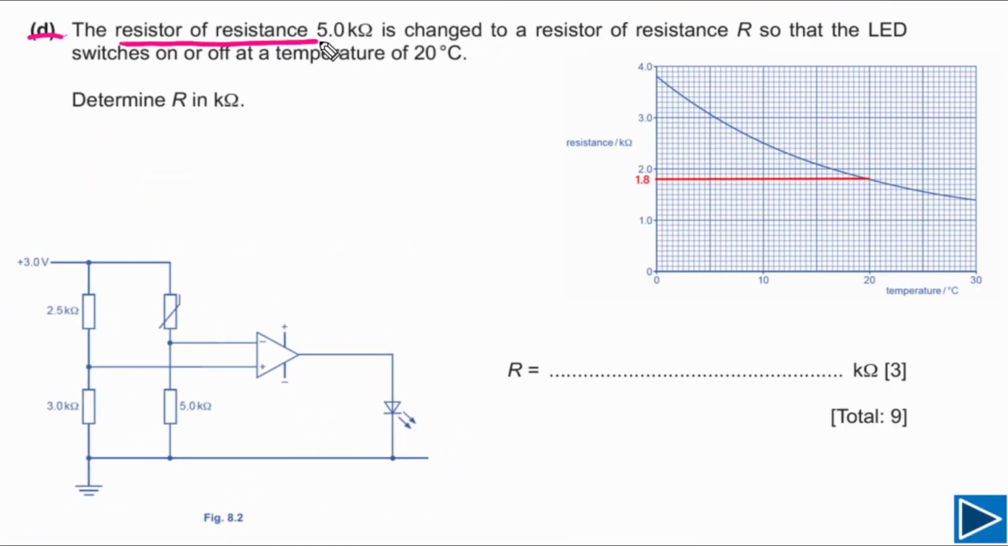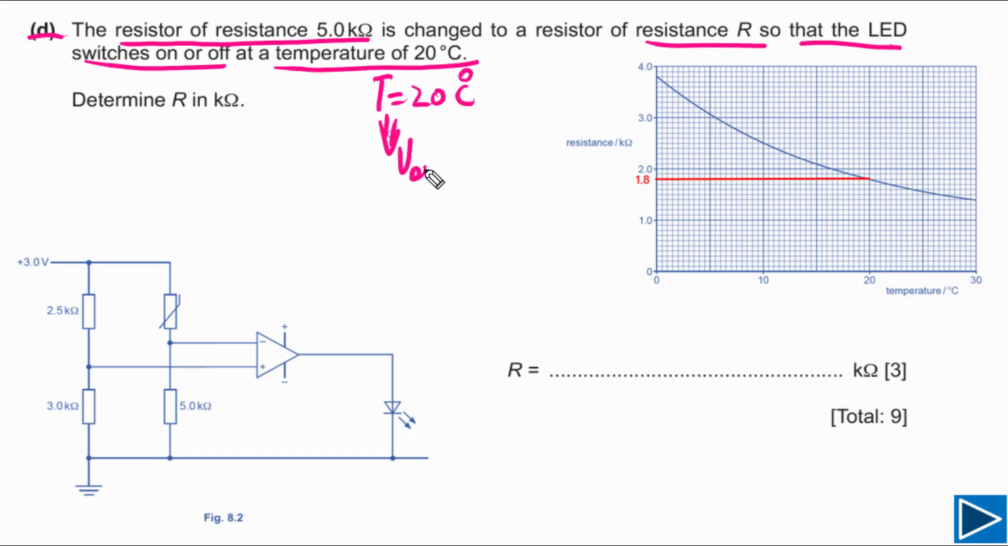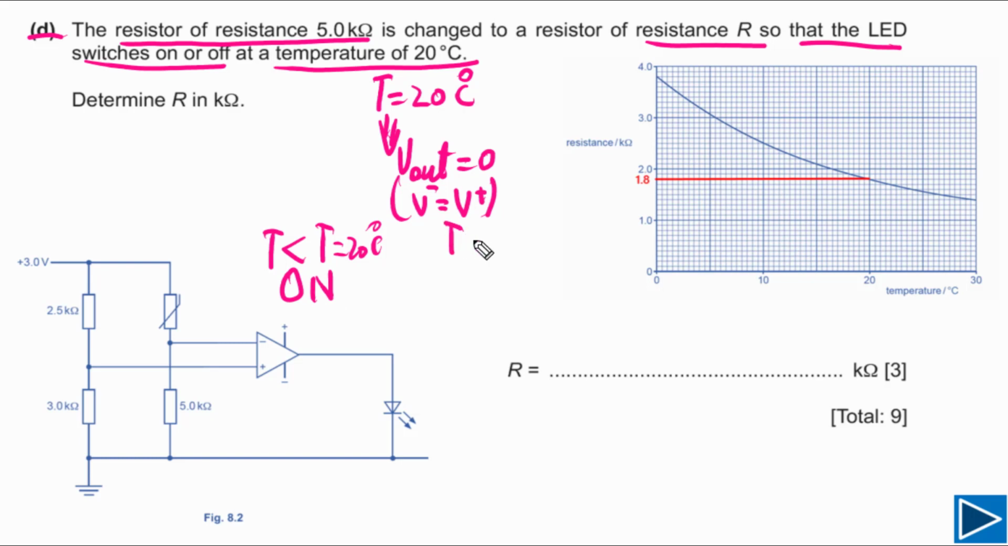For part D, the resistor of resistance 5 kilo ohms is changed to a resistor of resistance capital R, so that the LED switches on or off at a temperature of 20 degrees Celsius. At a temperature of 20 degrees Celsius, LED switches on or off. It simply means that V out at this temperature is equal to 0, or simply we can say V negative, or V minus, is equal to V positive. If temperature is lower than 20 degrees Celsius, LED will be on. But if temperature is greater than 20 degrees Celsius, LED will be off. So this is what is meant by LED switches on or off at a temperature of 20 degrees Celsius.